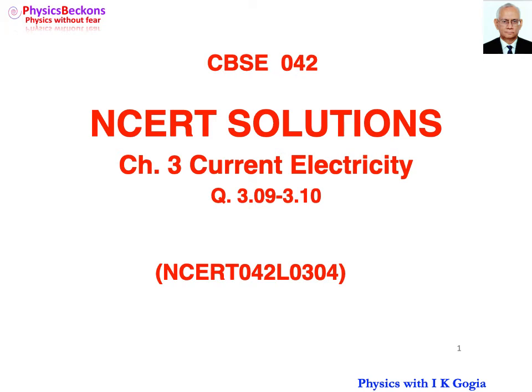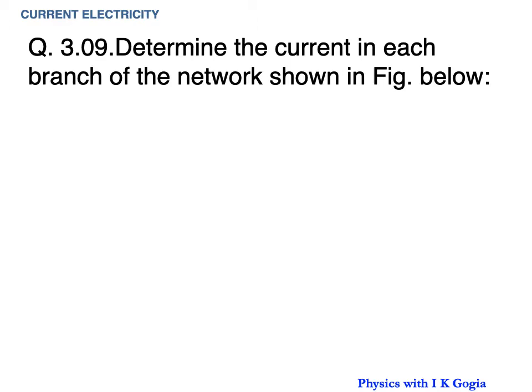In this video, we will be discussing NCERT solutions for question number 9 and 10 in chapter 3, current electricity. Question number 9: determine the current in each branch of the network shown in the figure below.